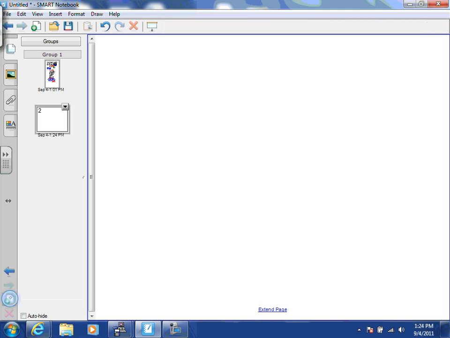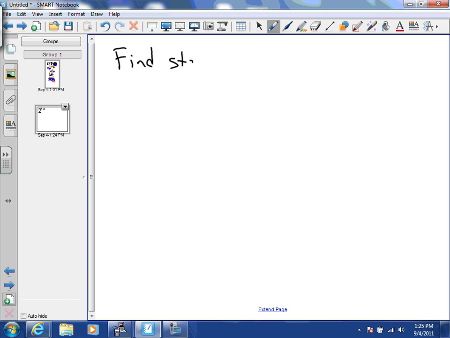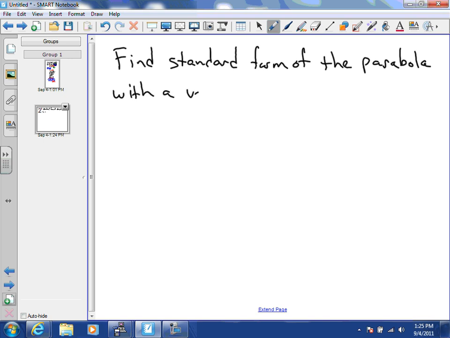We can try that again if you would like another problem to practice with here. So this time we're going to find the standard form of the parabola. We're going to make up a vertex.